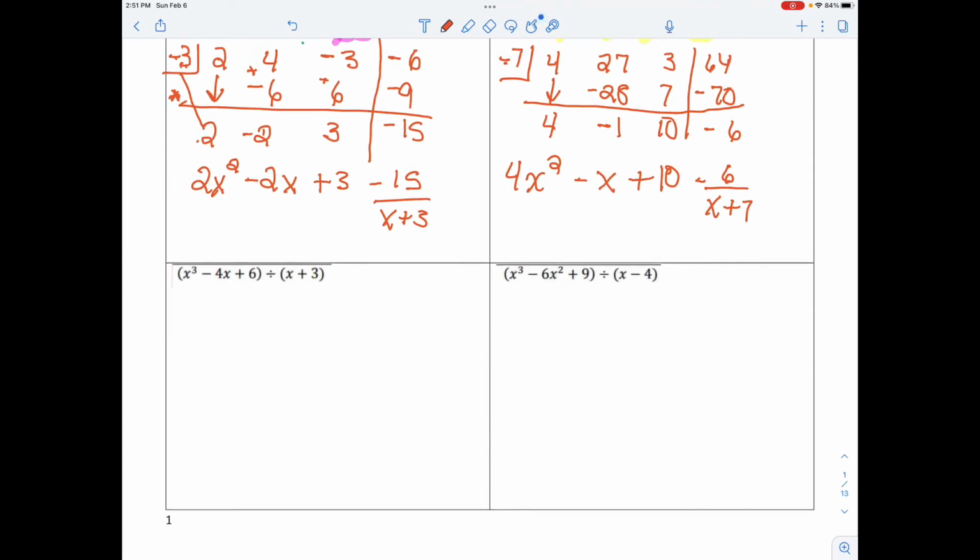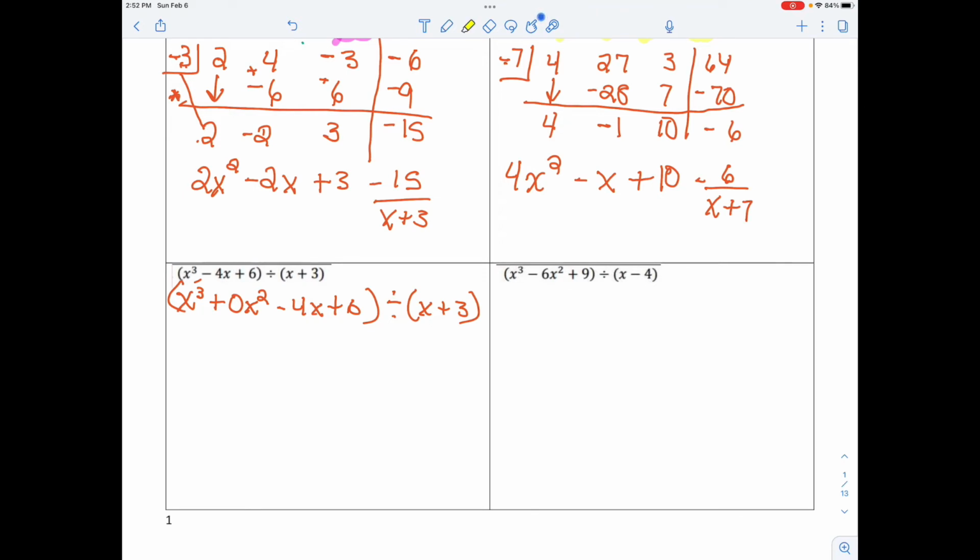Now, just like when we did long division, every term has to be represented. So if we look, we're missing x squared here. So I have to represent that x squared, and I'll represent it by saying it's x cubed plus 0x squared minus 4x plus 6. Okay, so now we're ready to divide. If we're missing a degree, you have to have all the degrees represented. So I'm missing the second degree, so I'm going to replace it with 0x squared.